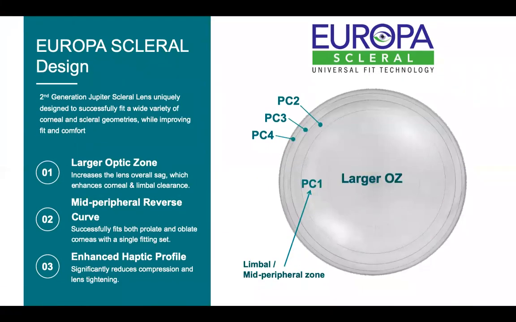The Europa design is really a second generation scleral lens that on its own can successfully fit most of your patients. But one advantage of the Europa lens is that it really can be completely customized by adjusting any of the back surface curves.